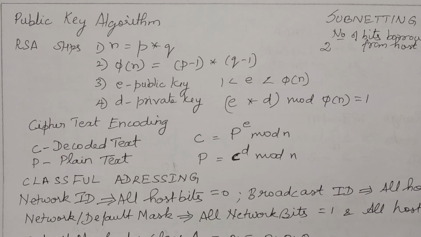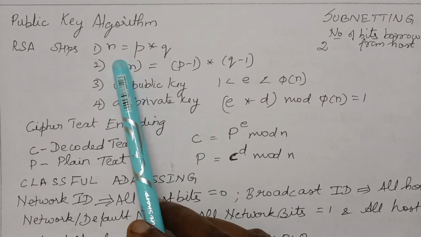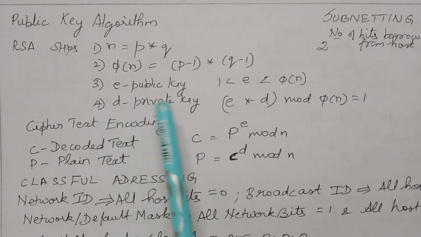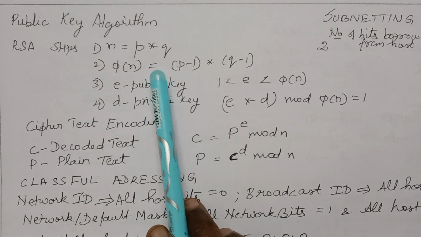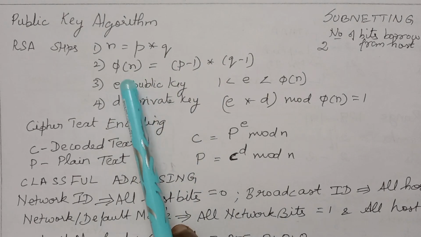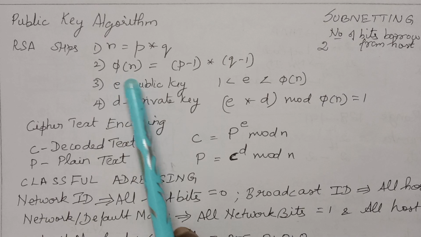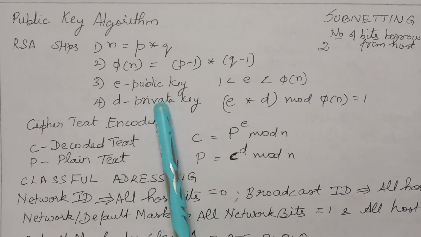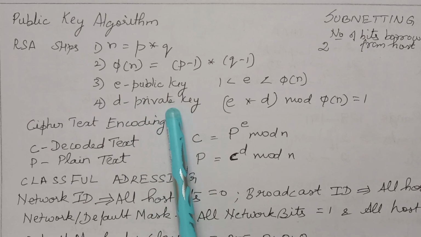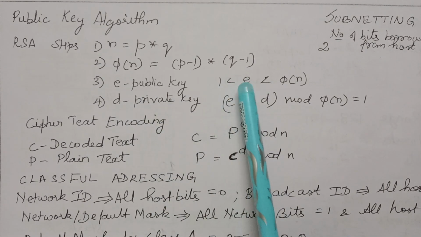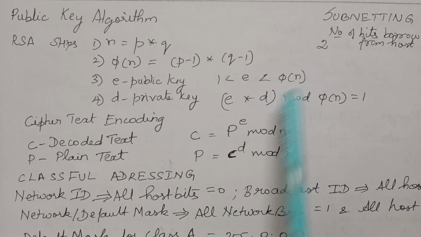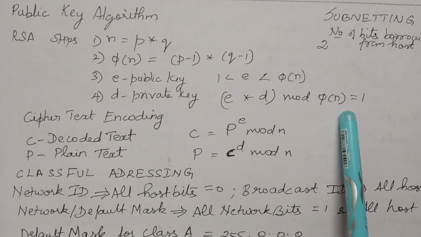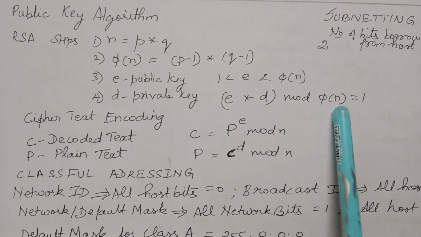RSA public key algorithm. So what are the steps? This is very important. N is equal to P times Q, where P and Q are prime numbers, and phi of N is equal to P minus 1 times Q minus 1. E is the public key and D is the private key, and the condition is 1 less than E less than phi of N. How will you find D, the private key? E times D mod phi of N equals 1. This is a very important condition.